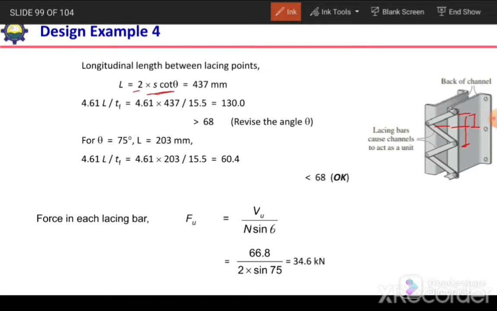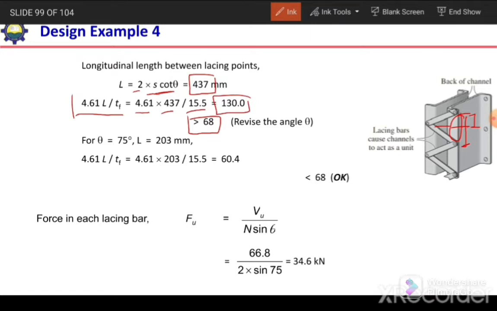So when we substitute the value of S as well as cot of theta, it comes out to be 437 millimeter. Now we need to check that within this length L, the flange should be safe against buckling. For that we have an expression 4.61 L over TF, and it should be less than the governing slenderness ratio of the built-up section. So 4.61, L is 437 and TF is 15.5. It comes out to be 130, which is more than 68.